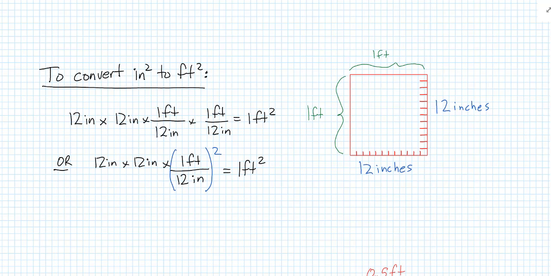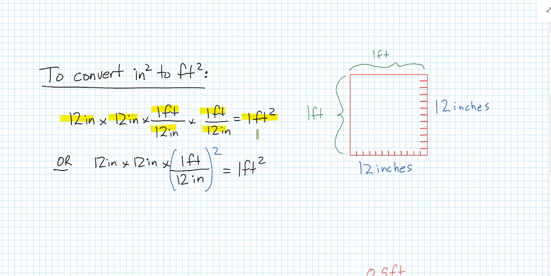To show the calculation for square inches to square feet, I've shown this by looking at each side in terms of inches times inches. But we would need to convert inches to feet twice by using this ratio, 1 foot per 12 inches and 1 foot per 12 inches. This calculation gives 1 foot squared, just like the previous calculation.